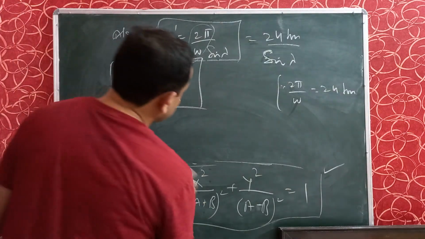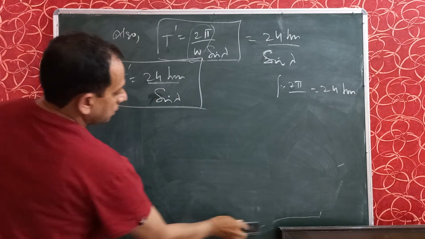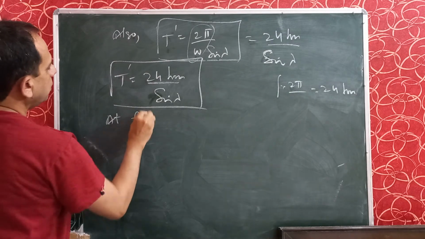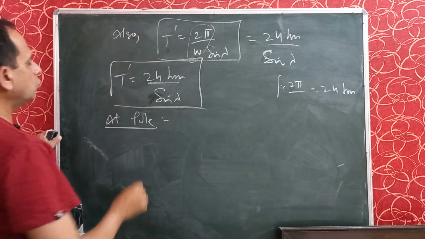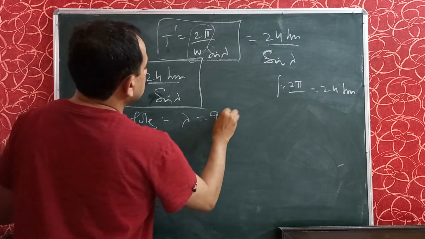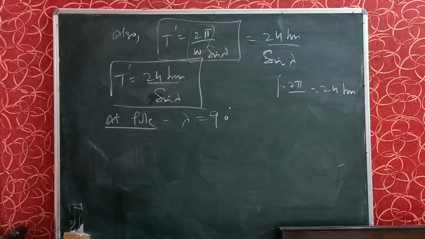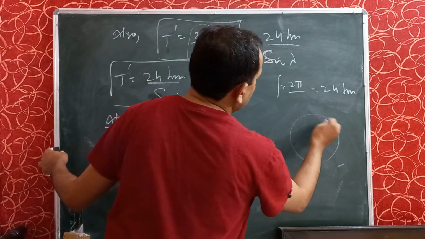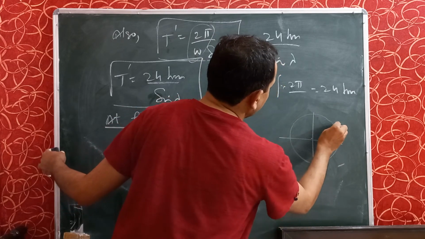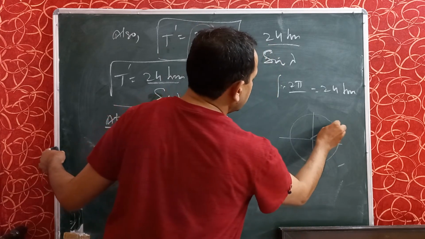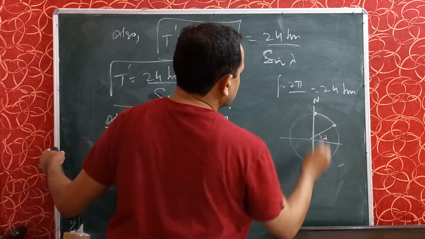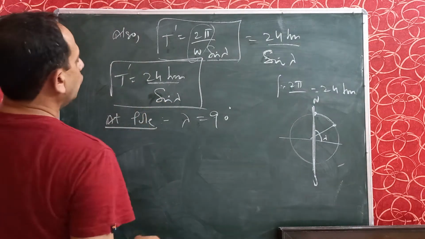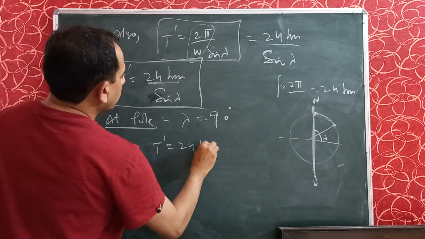Now we will discuss this result of time period at the pole and at the equator. You know that at the pole lambda is 90 degrees. When there is a diagram of earth with its center, and any particle lying at p makes angle lambda, when this point p is lying at the pole, north or south pole, lambda becomes 90 degrees. So sin 90 becomes 1. So time t dash is 24 hours only.